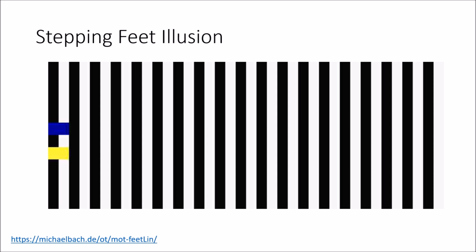A third kind of illusion is the stepping feet illusion. You see here a blue and yellow rectangle that are really in parallel. But as they move over the black and white grating, you have the perception as if they would be moving in steps. When the blue is over the black, it seems to lag behind. And similarly when the yellow is over the white, giving this stepping effect. There exist explanations in the literature, and you can read about them on the website of Michael Bach, given at the bottom of the page.